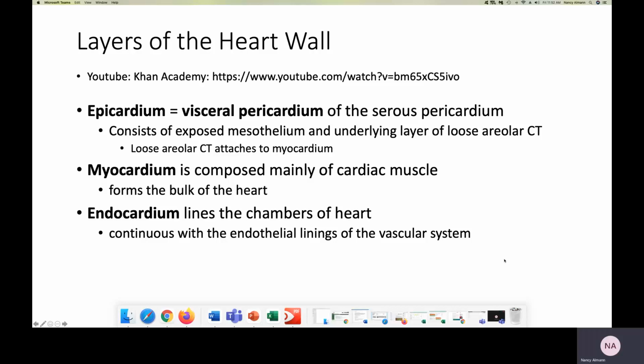The endocardium is going to line the chambers of the heart. It is epithelial tissue. It is going to be continuous and contiguous with the endothelial linings of the blood vessels, which bring blood in and out of the heart. And I want you to think about why that's important. 2 reasons. And if you can't figure it out, we'll go over it in class. So remind me if you can't figure it out.